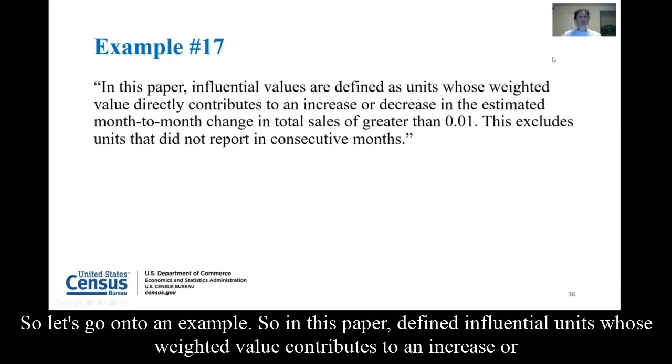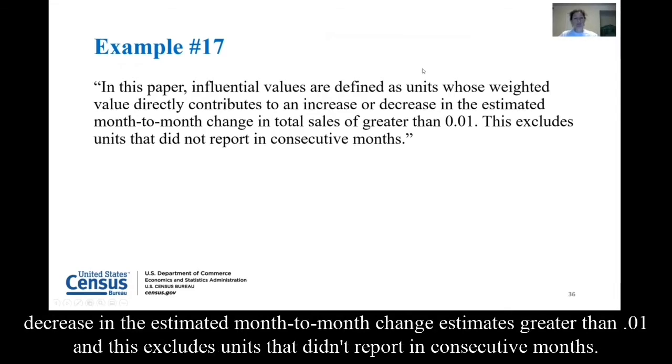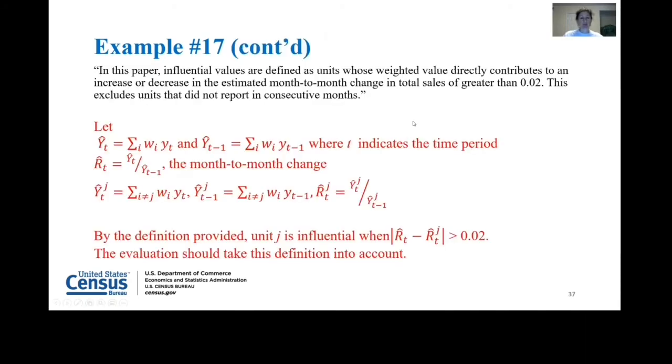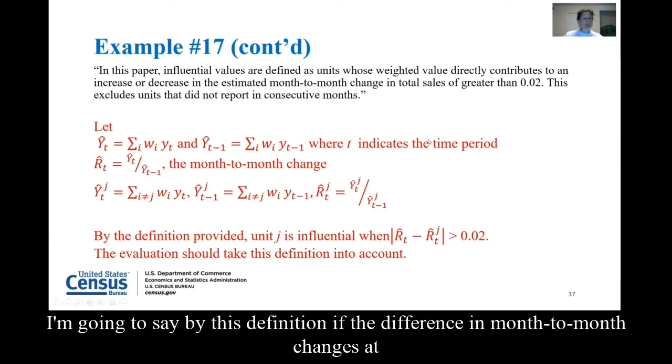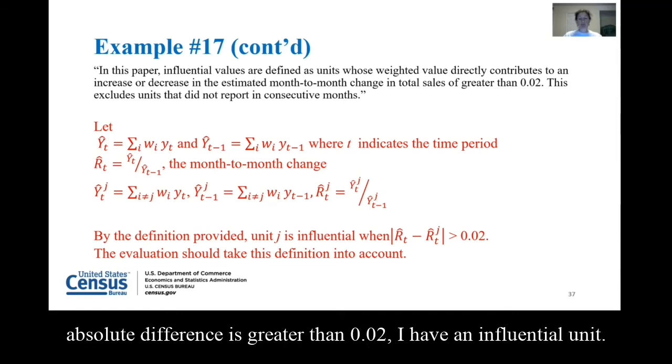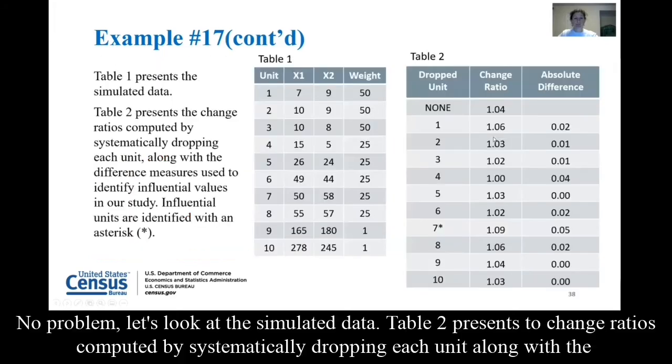So in this paper, we've defined influential units whose weighted value contributes to an increase or decrease in the estimated month-to-month change estimates greater than 0.01. And this excludes units that didn't report in consecutive months. So we've got some equations here. I've got my equations for the two estimates. I've got my equation for month-to-month change. I'm going to say by this definition, if the absolute difference in month-to-month change is greater than 0.02, I have an influential unit. No problem. Let's look at the simulated data.